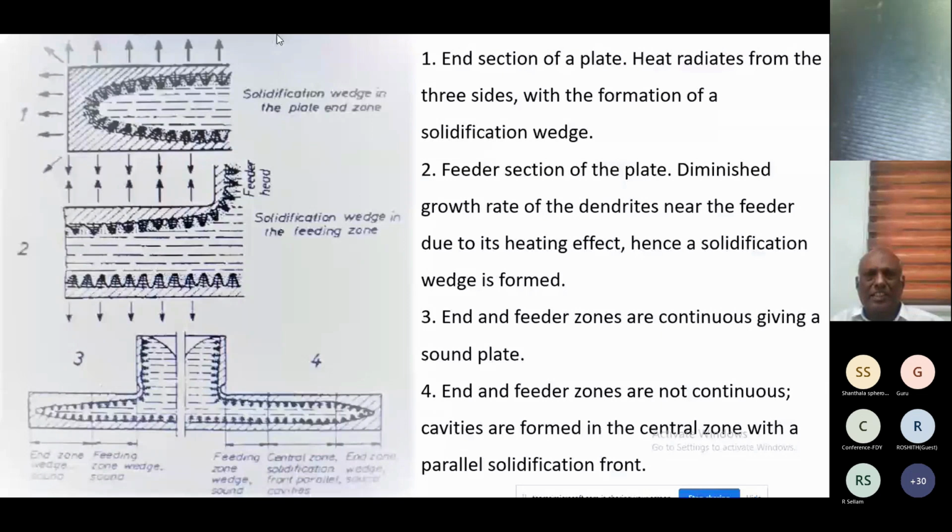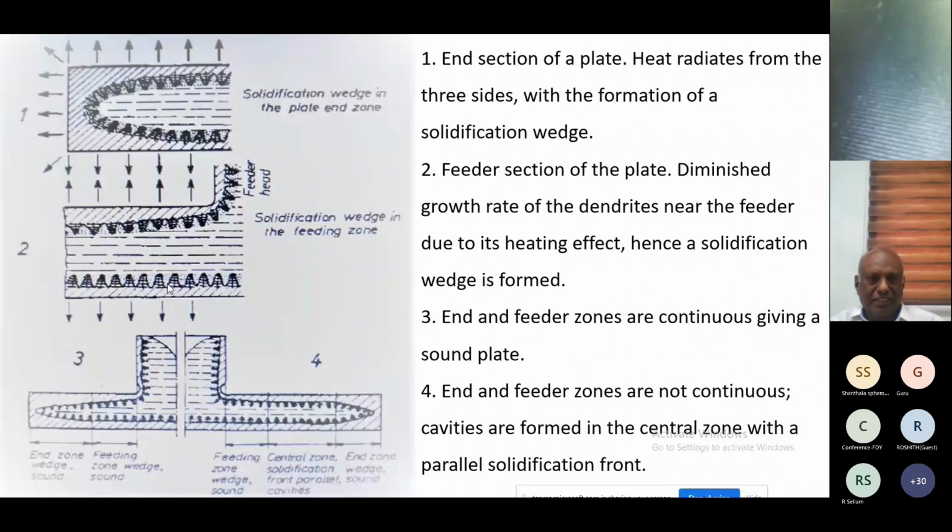Heat radiates from three sides with the formation of a solidification wedge. In the second one, feeder section of a plate. Here, this is a feeder head and this is the plate. Diminished growth rate of the dendrites nearer the feeder due to its heating effect. Hence, a solidification wedge is formed.